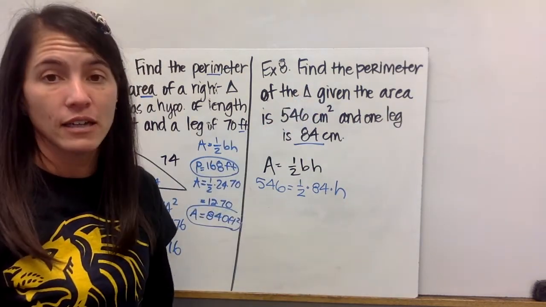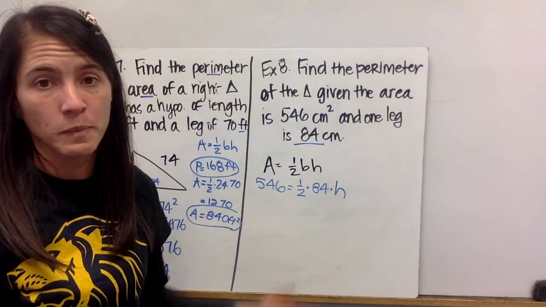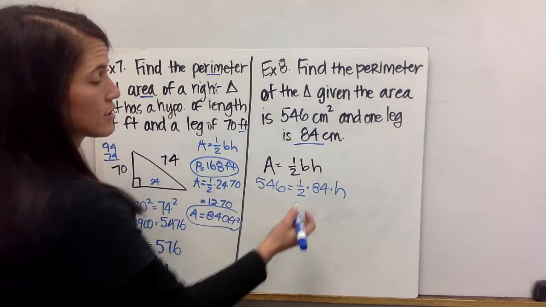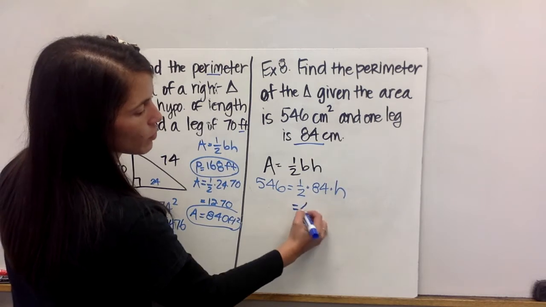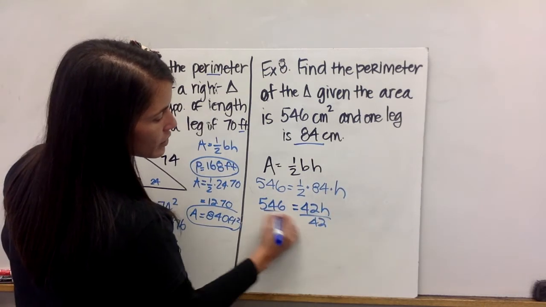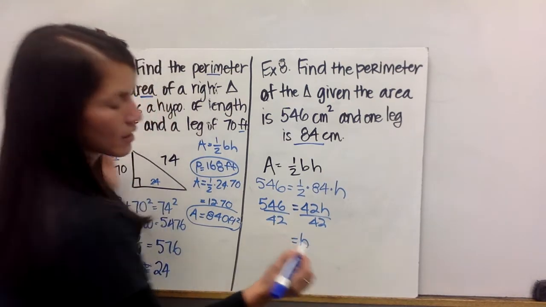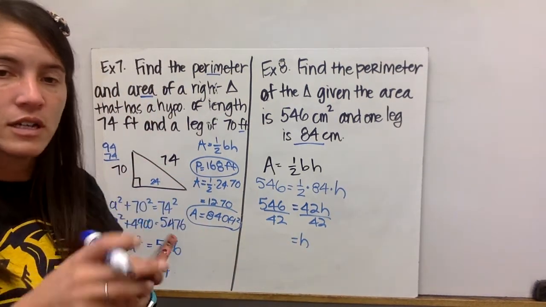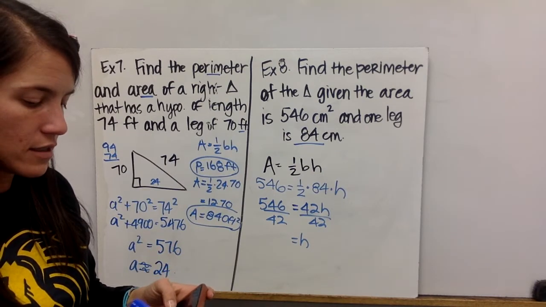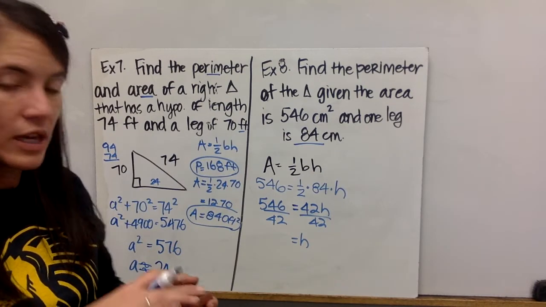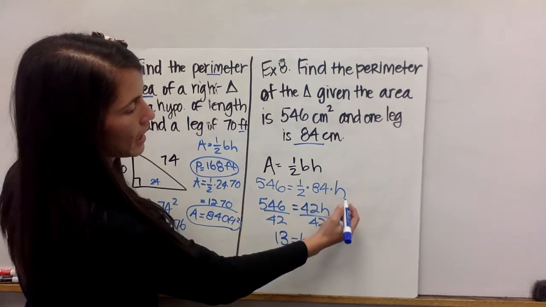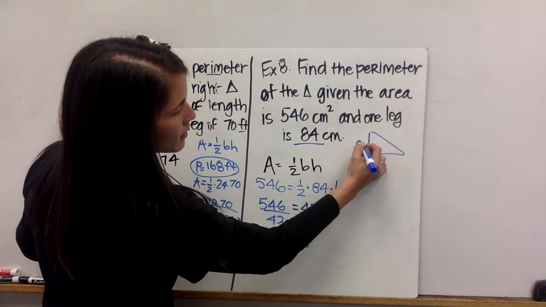So we need to find the missing height before we can find the perimeter. Since this is our formula we need to solve, half of 84 is 42. We divide by 42 on both sides. So 546 divided by 42 is 13. So that means my height is 13.